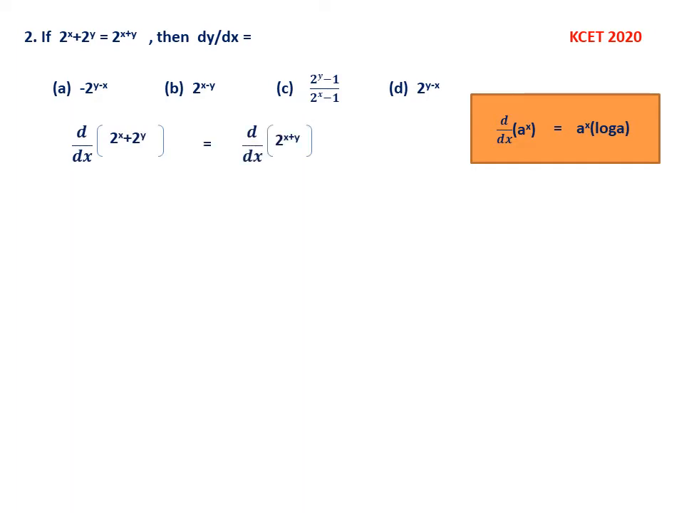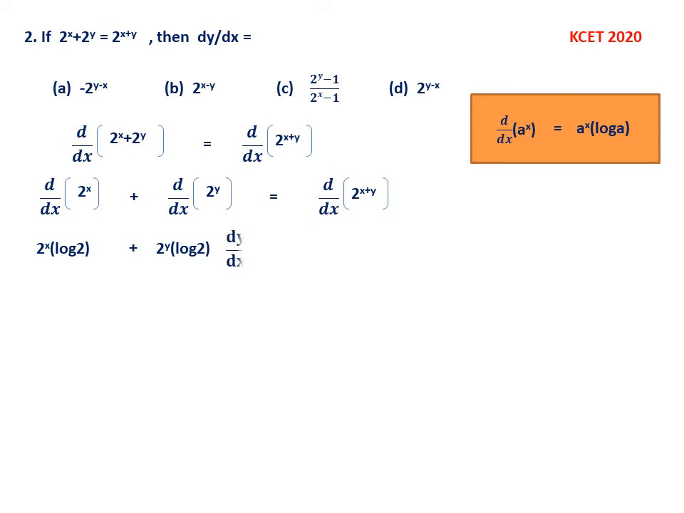So, d by dx of 2 power x plus 2 power y equal to d by dx of 2 power x plus y. Now, the left hand side we can separate like this using addition rule. So, d by dx of 2 power x plus d by dx of 2 power y equal to d by dx of 2 power x plus y. Now, you use the formula. First one will be 2 power x into log 2. Second one will be 2 power y into log 2, but we have to multiply by dy by dx because of chain rule. Same thing right hand side, 2 power x plus y log 2 into 1 plus dy by dx, differentiation of x plus y.